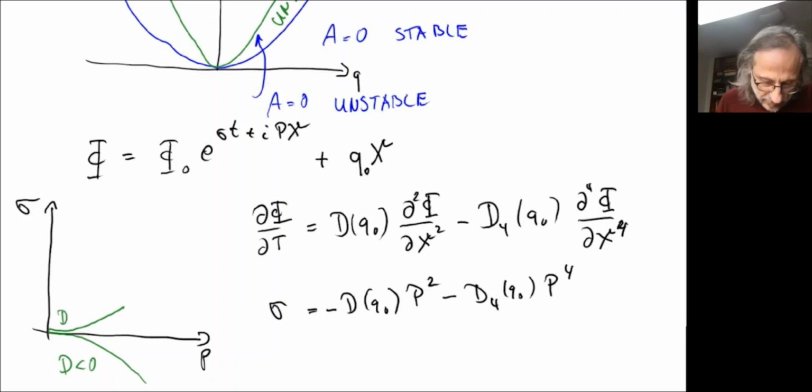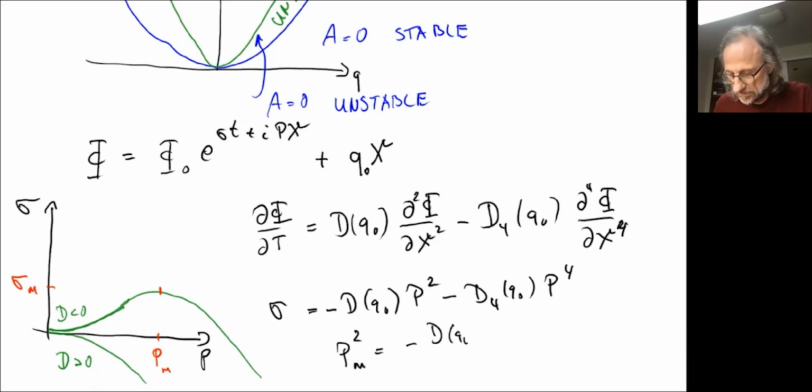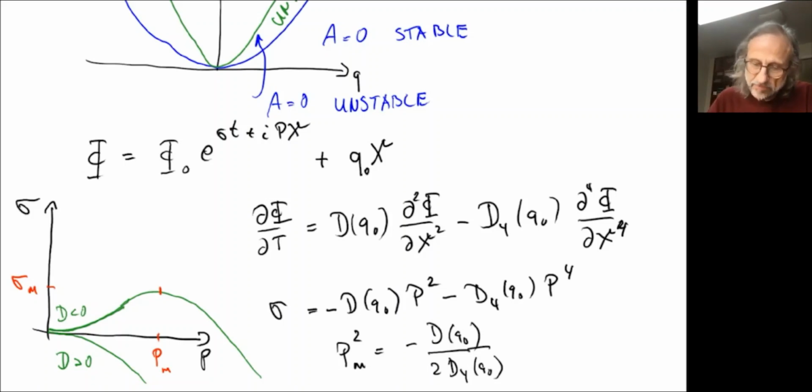Oh, I did it exactly the wrong way around. Excuse me. So if D is positive, then the growth rate is negative. If D is negative, then for small p you have growth, but then the fourth order term kicks in and the parabola comes down here. And if you calculate the maximum here, where the maximal growth rate sigma max is, that's at some p max, and p max squared is simply equal to minus D of q0 divided by 2 D4 of q0. And so you see that when D goes through 0, the maximal value of p is initially at 0, and then it grows away from here.